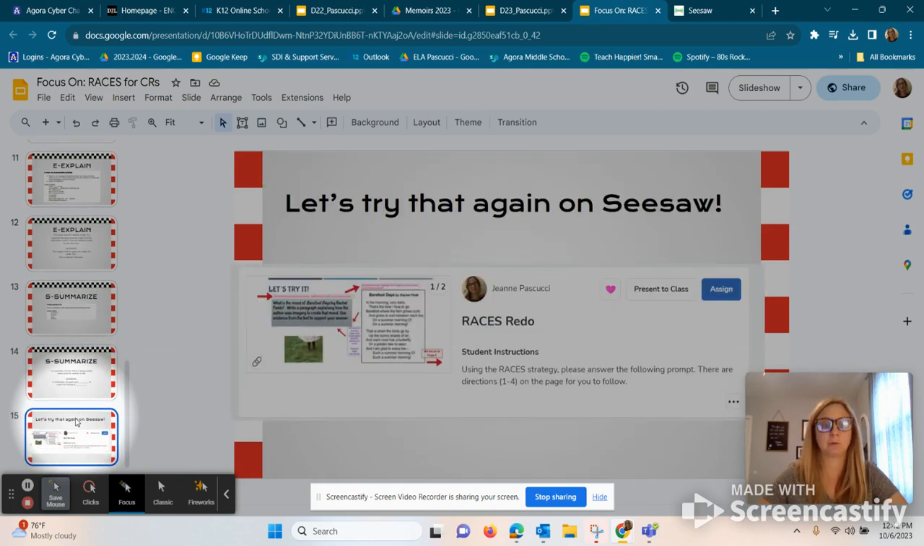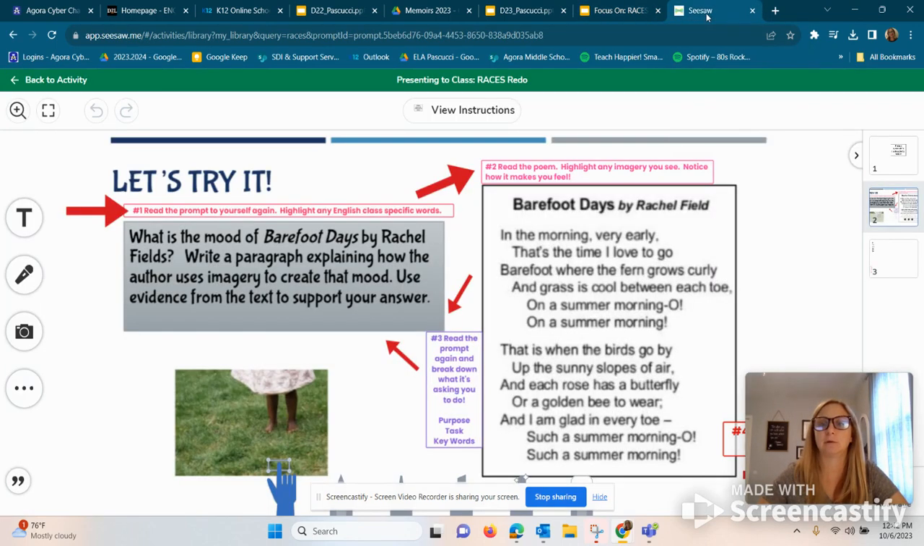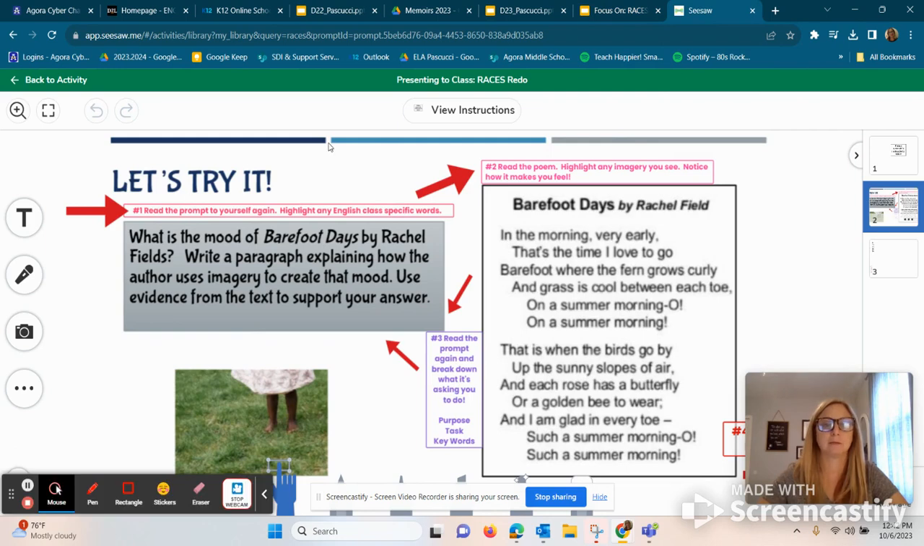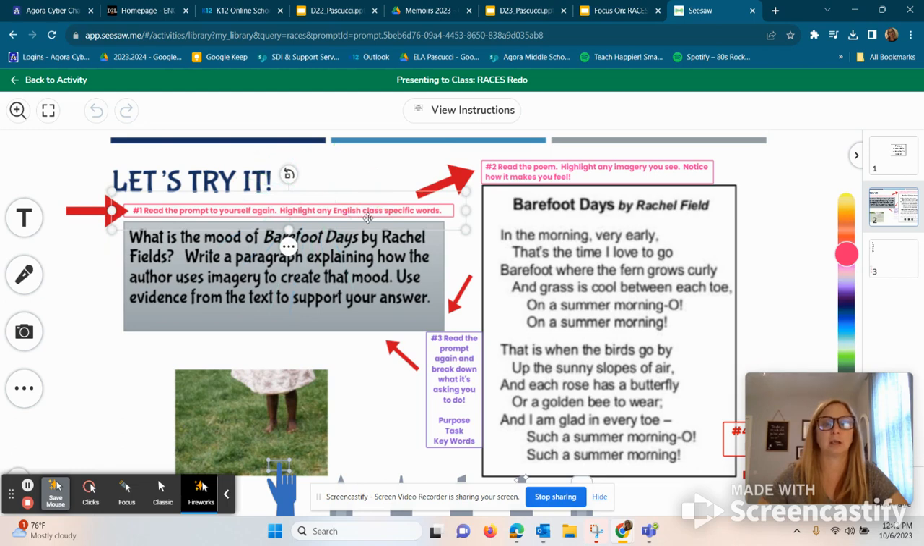Okay, so now you're already in here, but you're going to go on to pages 2 and 3, and let me show you that real quick. This is 2 and 3. 1 is where the video was. I have things to direct your eye around the screen here. I'm going to use my fireworks one that I love so much. You're going to do number 1: read the prompt to yourself again. Highlight any English class-specific words.